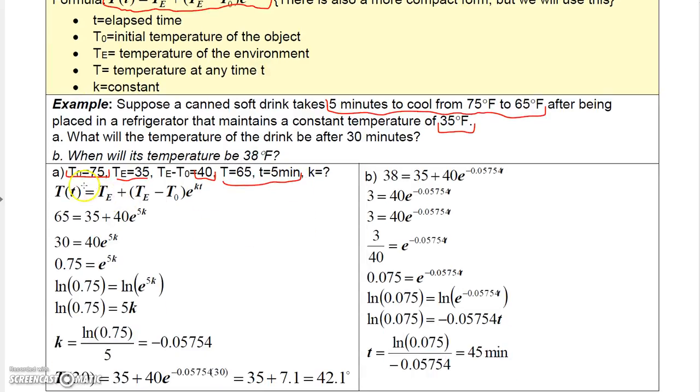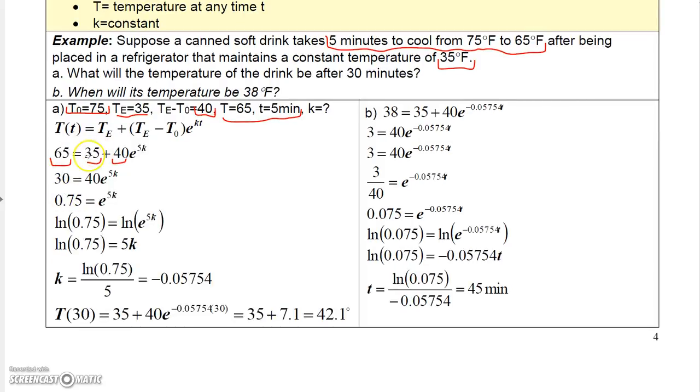So basically, if I put in this information, I know that T is 65 degrees. I know that TE is 35 degrees. I know that TE minus T naught is 40 degrees. And then I have e to the k times t, but little t is 5 minutes, so we'll just write that as e to the 5k. Now, I can subtract 35 from 65 and get 30 equals 40 e to the 5k. And then if I divide 40 into 30, I get 0.75 equals e to the 5k.